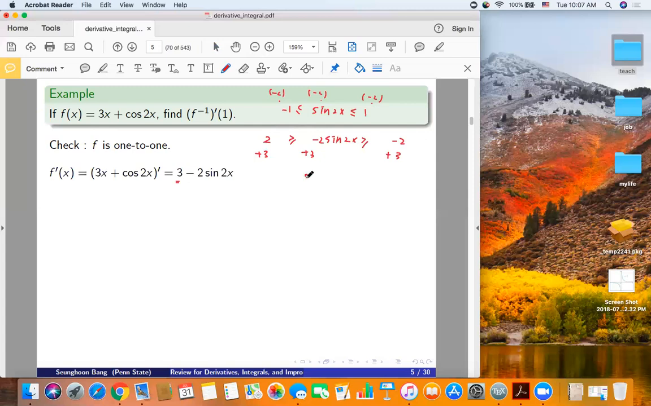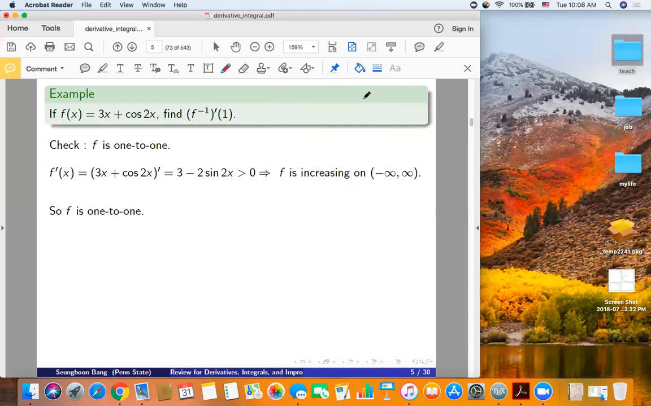So what happens? 3 minus 2 sine 2x is less than or equal to 2 plus 3, which is 5, and the negative 2 plus 3 is 1. So it is always a positive number. What does it mean? Function f is increasing, since f prime of x is positive. An increasing function is always one-to-one.